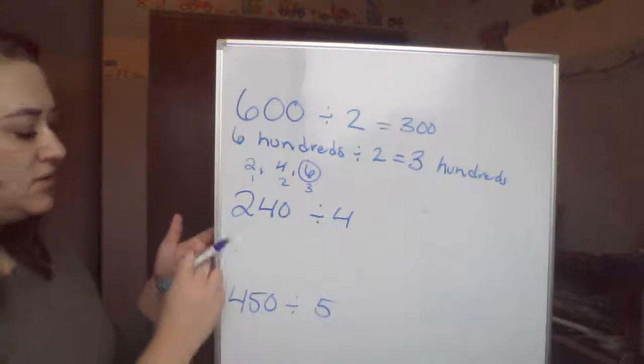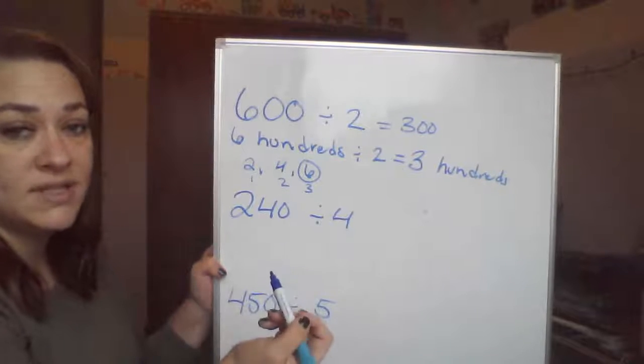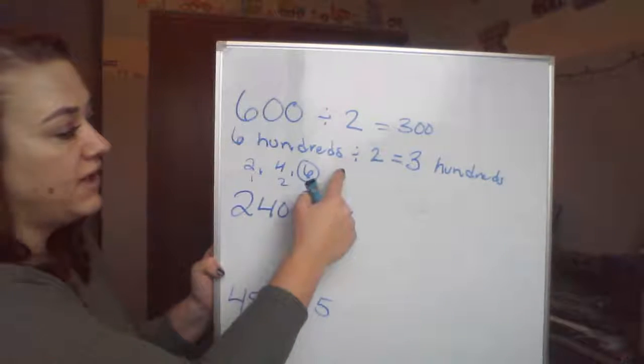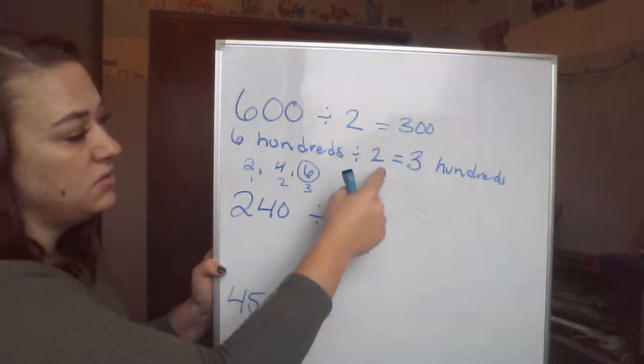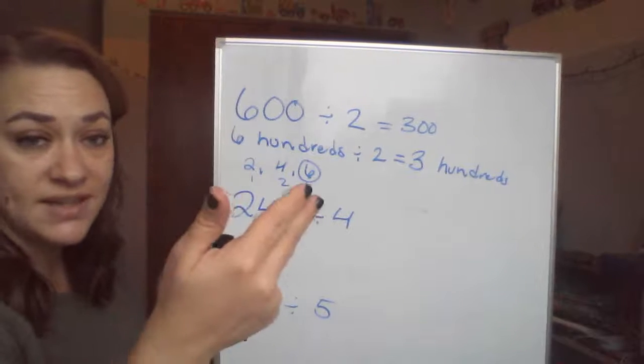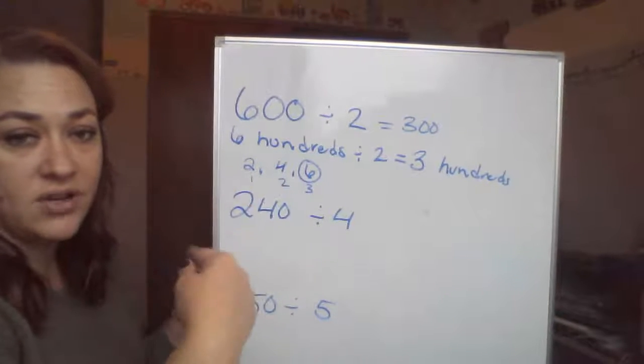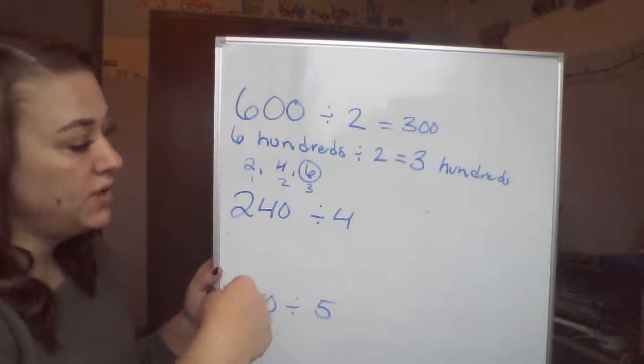Okay, so we didn't have to use our place value disk, but we did skip count. Or you can just say, well, 600 divided by 2, well, I know that 2 times 3 is 6. Or I know that 2, 4, 6, I can make 3 groups of 2. So all that understanding of numbers is going to help you get through that.